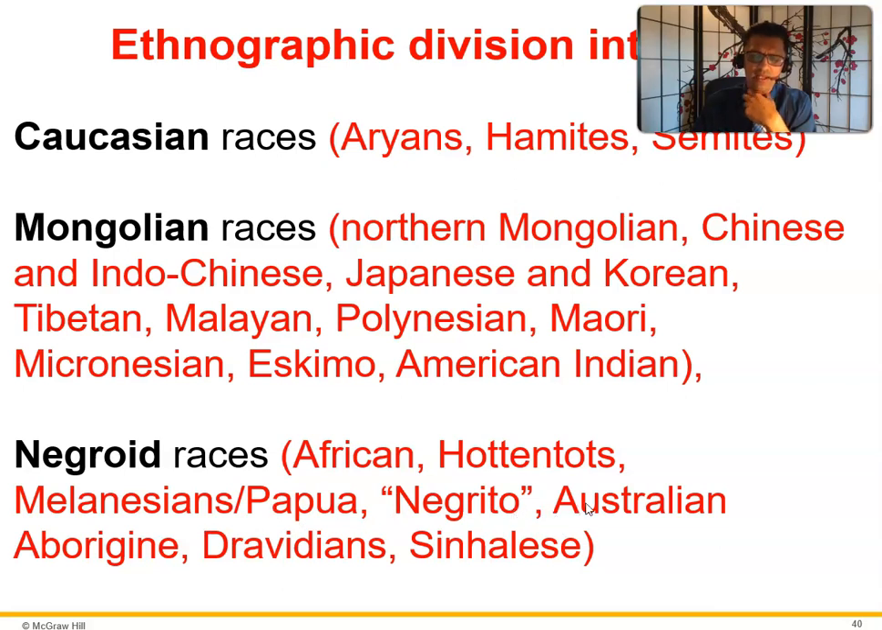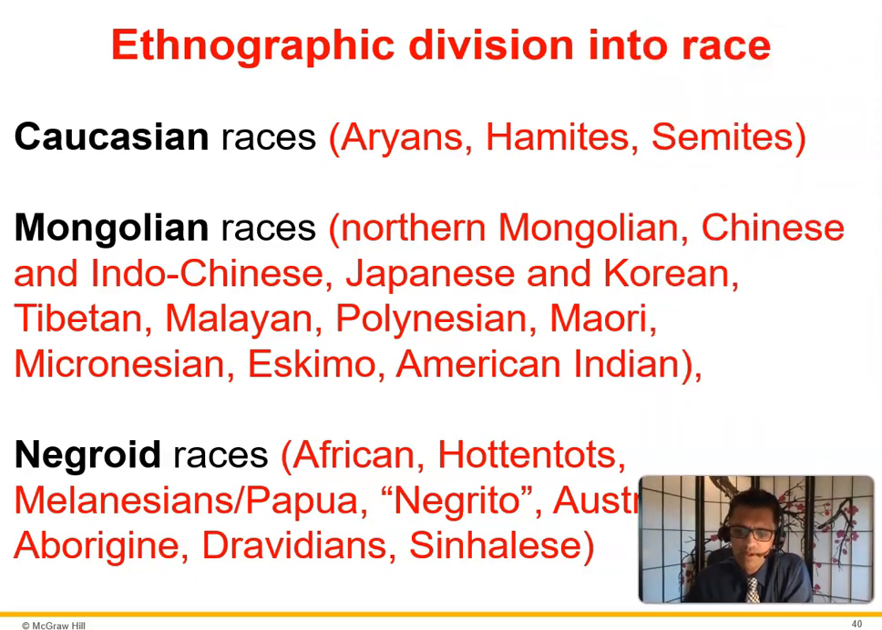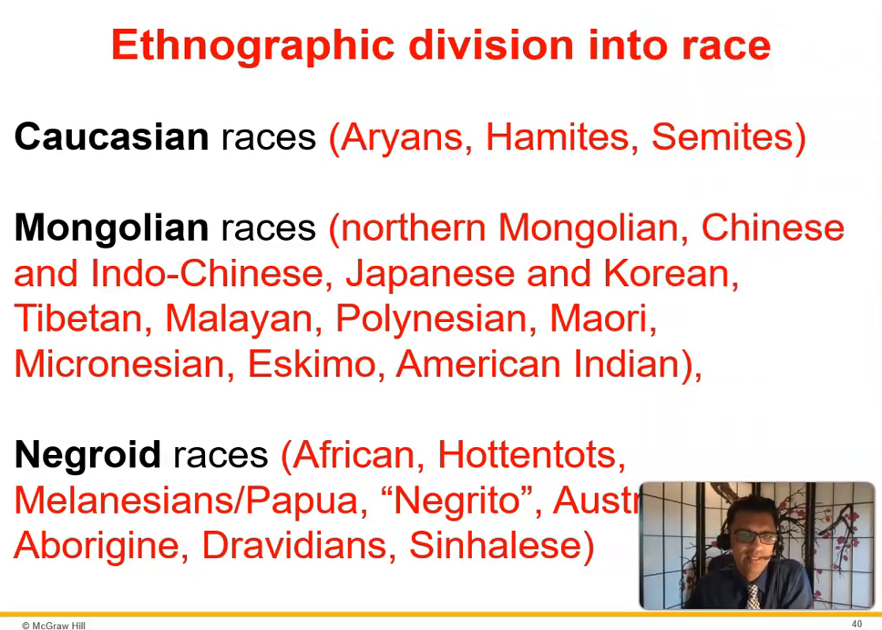They do say that there's a 4th race where the Australians, the Aborigines, the Dravidians, and the Sinhalese are, because they have a different cheek structure. But really, remember, race is not based on skin color. It's based on anatomical features, skull features, zygomatic features.